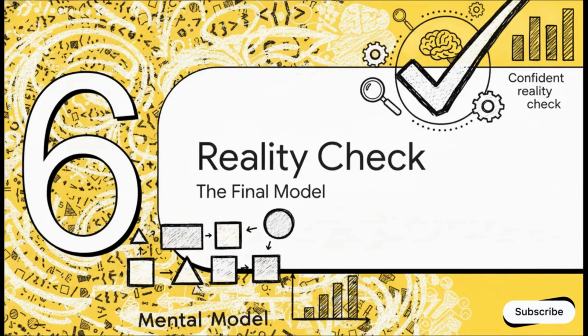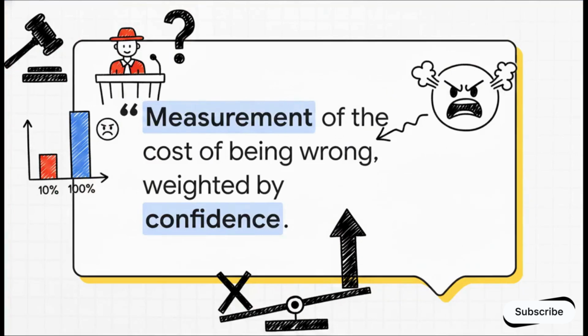Finally, Section 6, the confident reality check. I want you to imagine a courtroom for a second. The truth is an established fact. The suspect wore a red hat. Now your model is a witness on the stand. If the witness says, I am 10% sure it was red, the judge is annoyed. But if the witness pounds the table and says, I am 100% sure it was blue, the judge's frustration shoots to infinity. That frustration, that's cross-entropy.